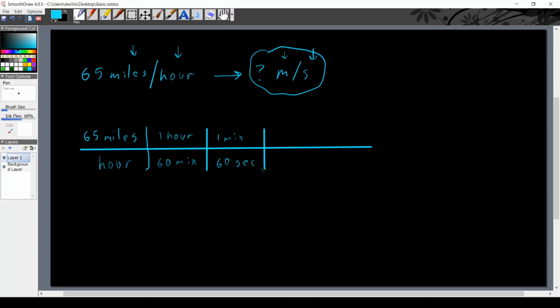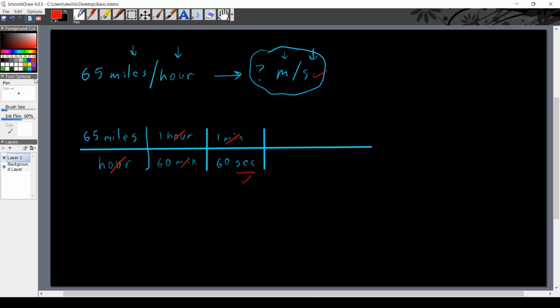Okay, and so now I'm just going to take a quick look. My miles is still my current unit, so I'm still in miles, but my hours have gone away and my minutes have gone away. And so if I did this math, 65 times 1 times 1, and then divided by 3,600, which is 60 squared, I would have miles per second. Okay, so we've gotten ourselves to seconds, and that's where we want to be. So we're going to hang on to that unit.